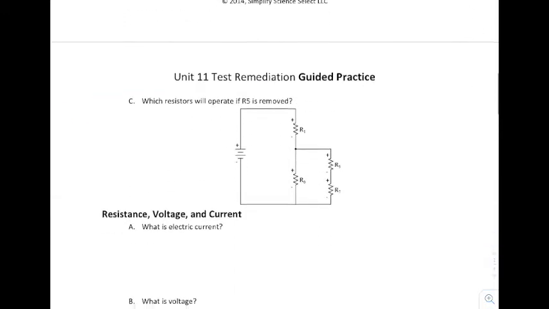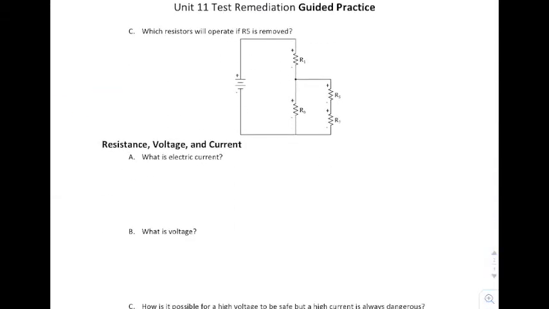Now it says which resistors will operate if the R5 resistor is removed. If the R5 resistor is removed, you should realize that R1 and R6 will still function.